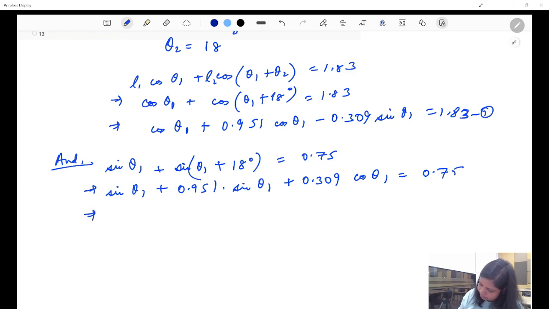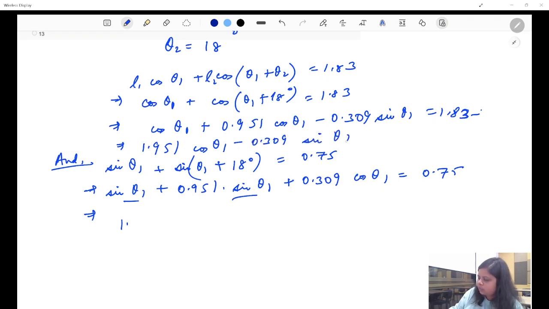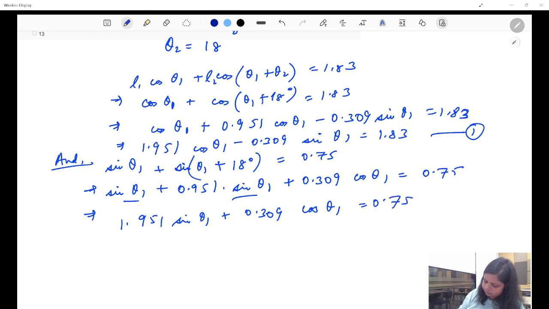Okay. This is not your first equation. So here you can write 0.951 cos theta 1 minus 0.309 sin theta 1 is equal to 1.83, and this is your first equation. Okay. 0.951 sin theta 1 plus 0.309 cos theta 1 is equal to 0.75, right? Okay. Now from these two equations we have to solve for theta 1.